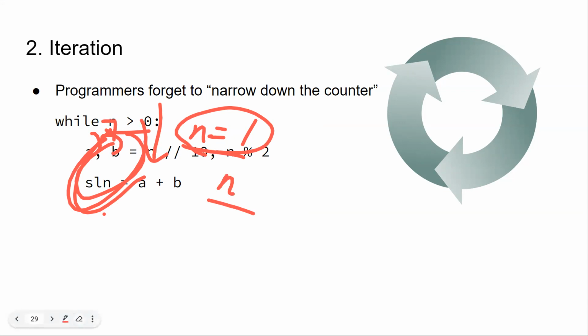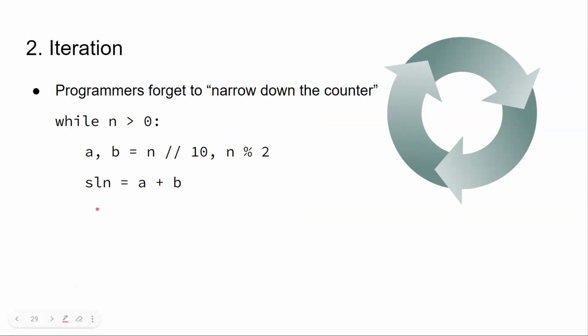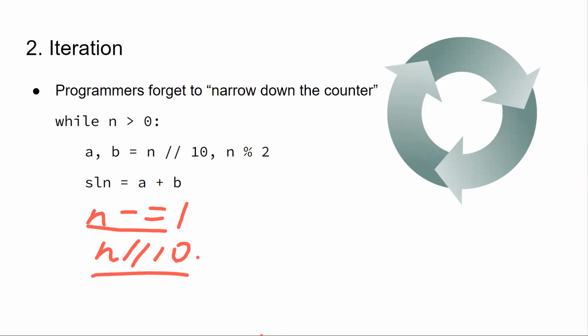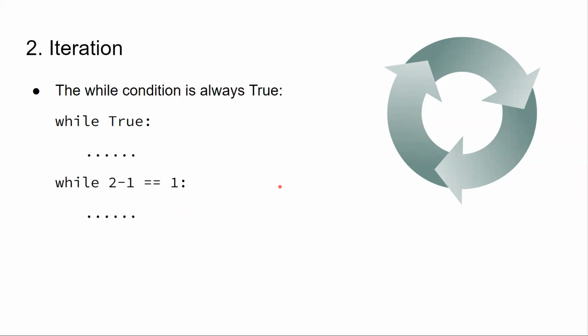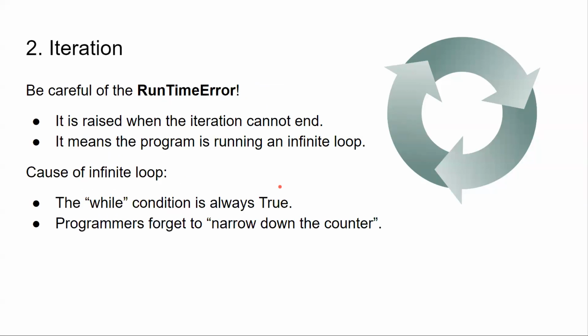So the only way we can stop it is to modify n. You can do n minus equal to 1 if it's decreasing, or maybe n mod 10. Maybe there are other solutions, but I have two examples of how to narrow down the counter. Okay, so any questions about infinite loops?